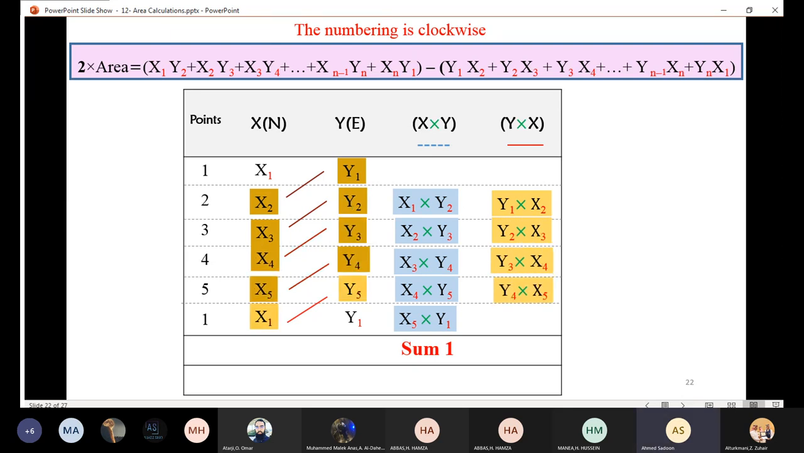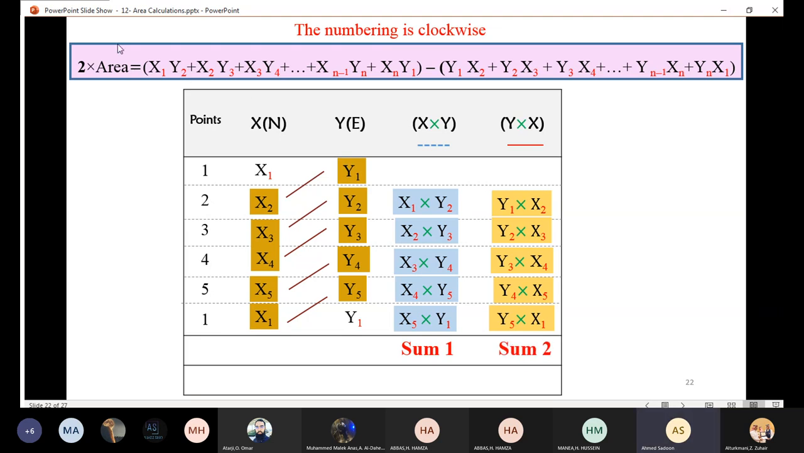Then we're going to notice that this one represents this. This one here represents this. This one here represents this and so on. Regarding the last term, it is yn, and the n in this case is 5. Like you can see here, y5 times x1. And then I'm going to sum all of this together.